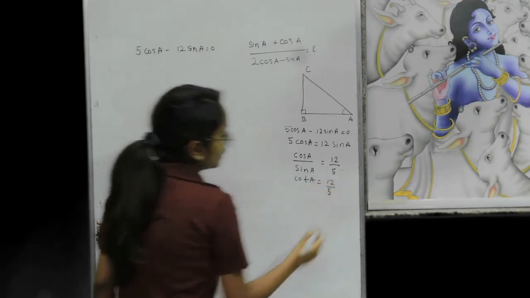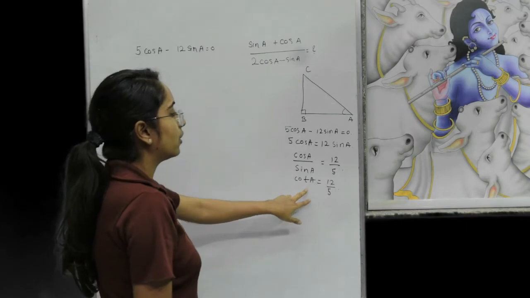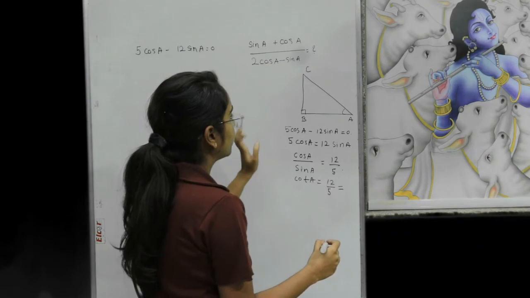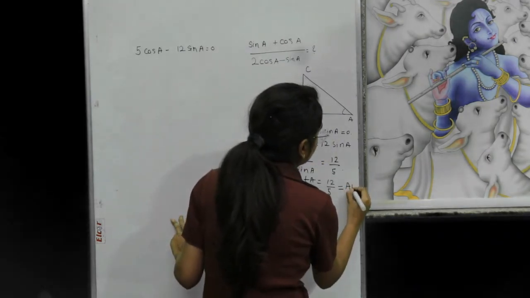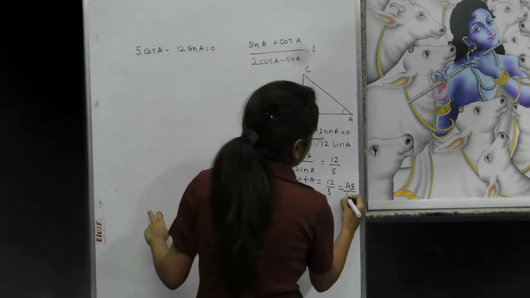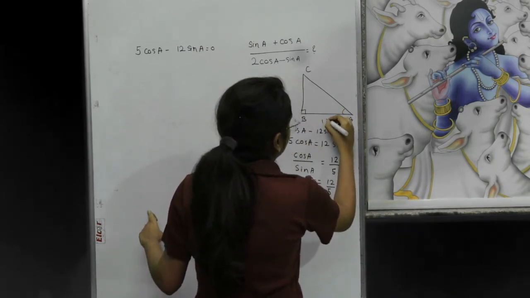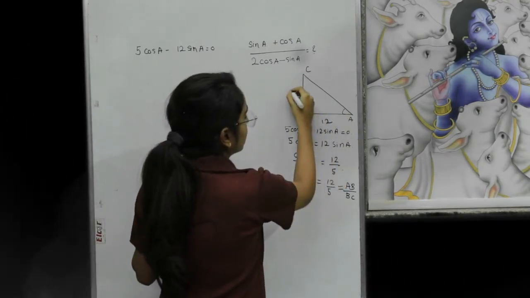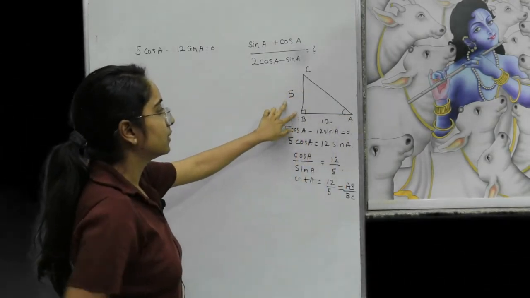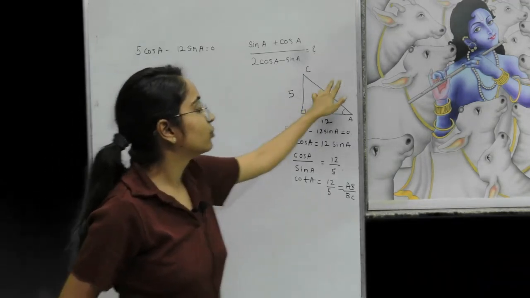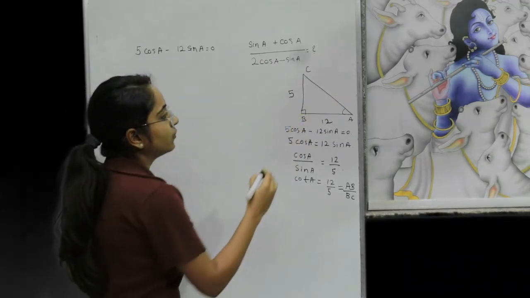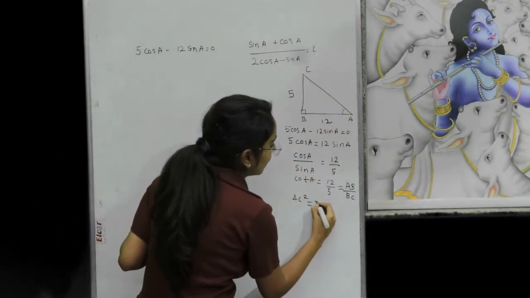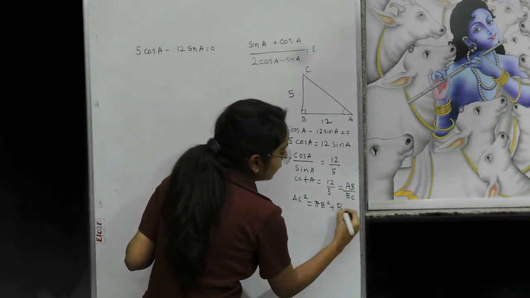So we have the value of cot A, which is 12 upon 5, and cot A is nothing but adjacent upon opposite side. So adjacent is AB and opposite is BC. So here we will put the value of AB as 12 and BC as 5. Since this is a right angle triangle and we don't know the third side, we will find the value of AC. Considering Pythagoras theorem, we get AC square is equivalent to AB square plus BC square.